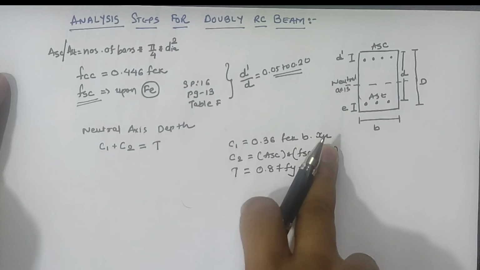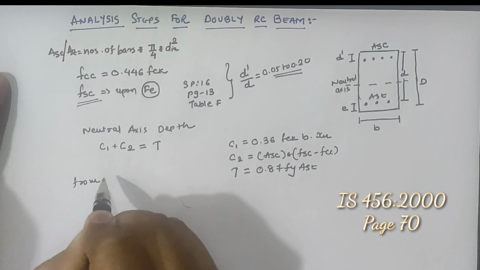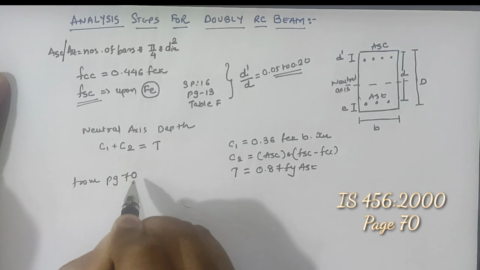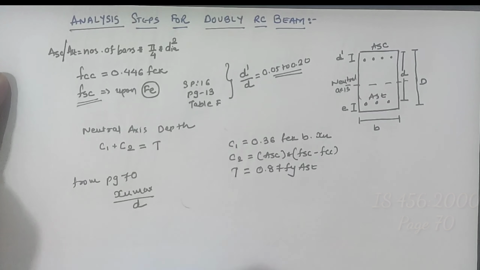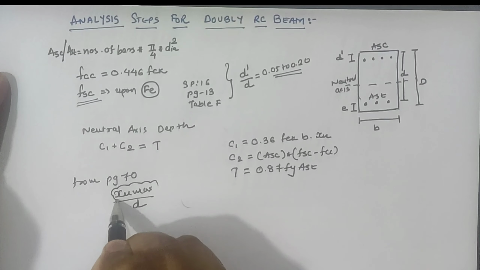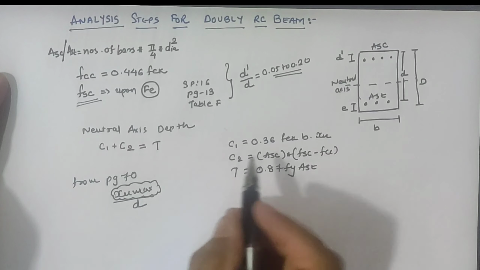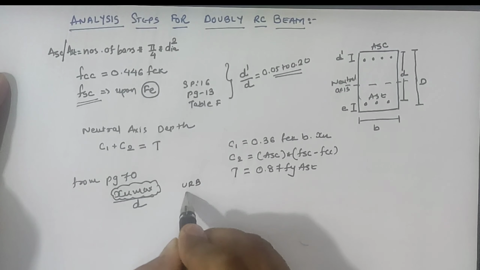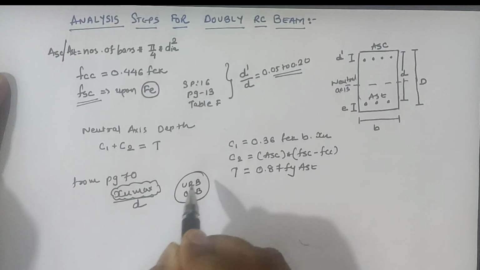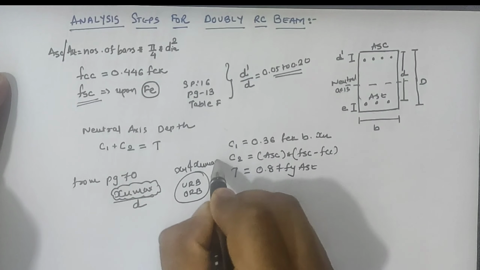the neutral axis depth. After that, from page number 70, we have the value of xu max by D, through which we find the value of the maximum neutral axis depth, and by relating xu and xu max, we determine whether the beam is under-reinforced or over-reinforced from the relation of xu and xu max.